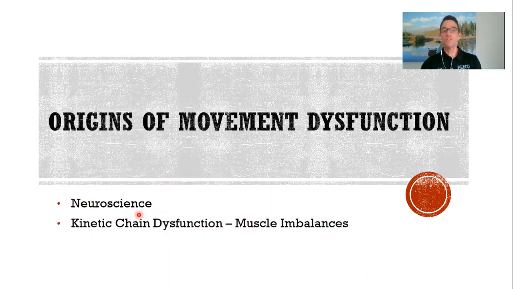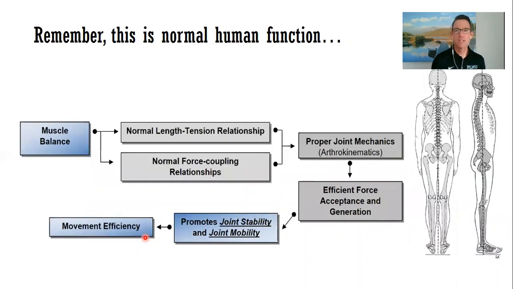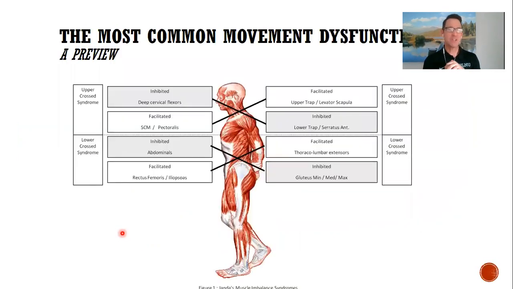I want to talk about the neuroscience of kinetic chain dysfunction, and particularly muscle imbalances. Remember, this is review. In order for movement efficiency, muscles have to be cooperating in force couples, paired relationships that ensure dynamic stability and proper postural mechanics, and then therefore proper arthrokinematics of the joint. That leads to a stable joint with movement efficiency. But things go wrong, right?